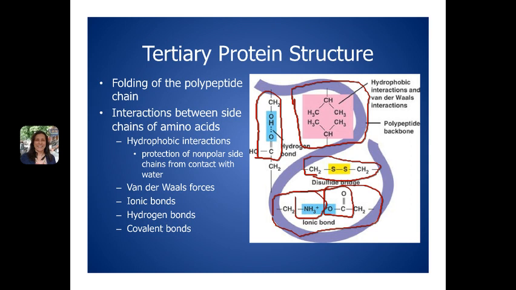Each of these is going to be individual to the specific protein, and the interactions are supposed to occur in a specific place. So every time they happen in the same protein, they're going to happen in the same position, and this is what is going to give that protein its unique globular shape.